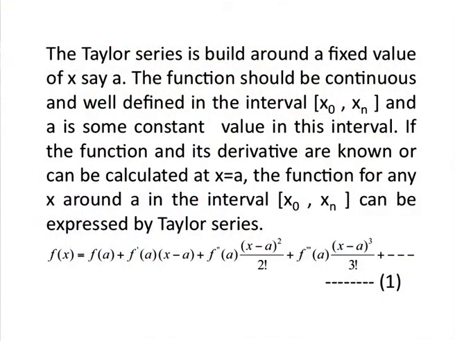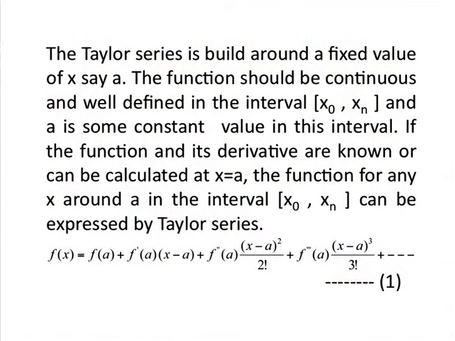To build the Taylor series for a given function, we will require an interval where the function is continuous. Suppose the interval is x0 to xn. In this interval, the function should be a continuous function of x. Next, we need some base value a which is in this interval, and this base value is a constant value of x. The function should be known at this base value a, and all the derivatives of the function should be available or may be calculated at this base value.